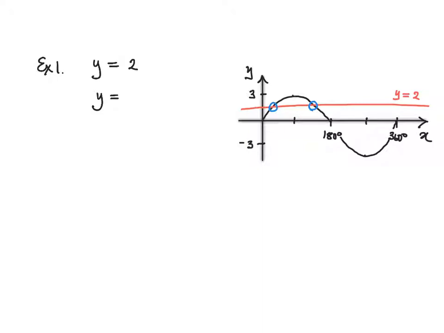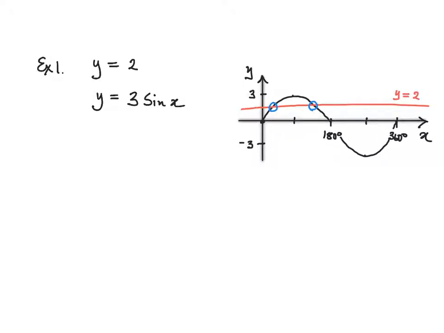We know that the maximum value is 3, that the minimum value is minus 3, and that it has a period of 360 degrees. We also know that it starts at 0 and then moves up to its maximum, which tells us that it's the graph of 3 sine x.